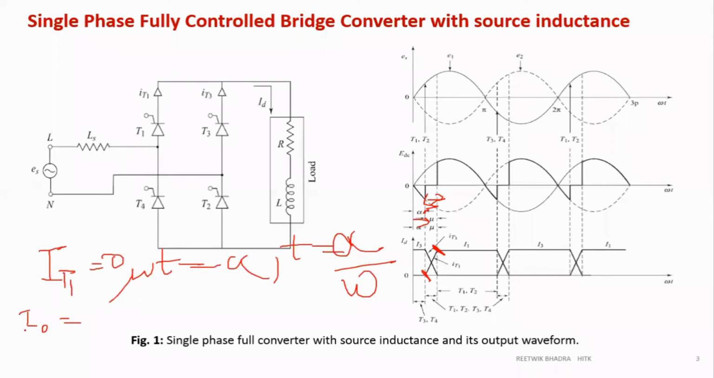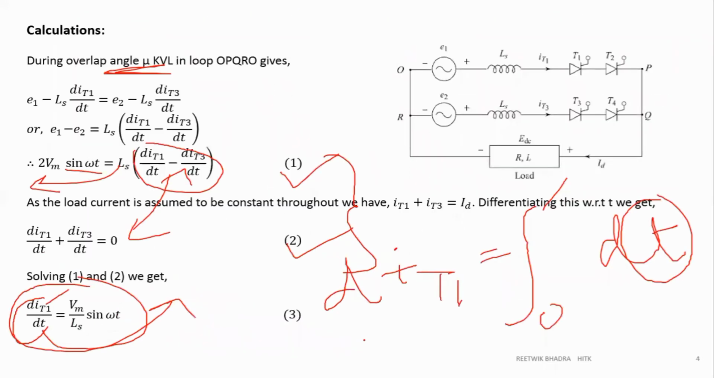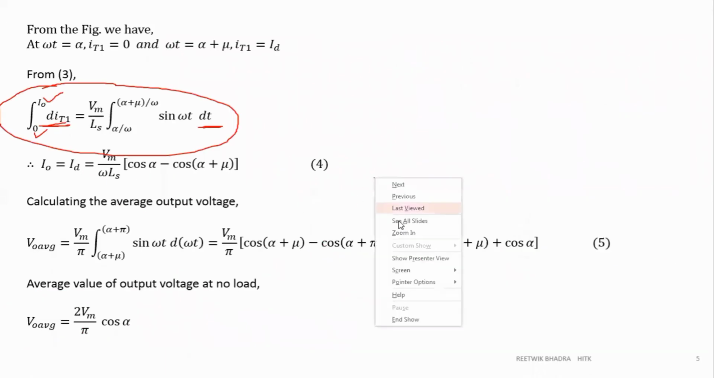IT1 is equal to I naught, at which point omega t is equal to alpha plus mu. Corresponding to this point, what is this? Alpha plus mu. So you can calculate t, that is alpha plus mu by omega. According to that you can put your limits. So you see how I have done the calculation over here.